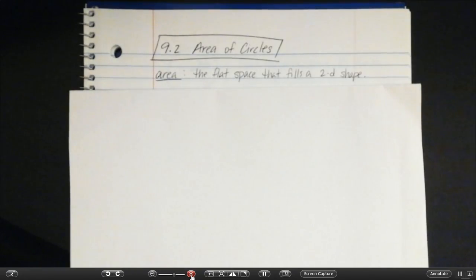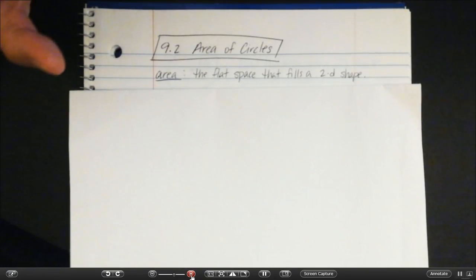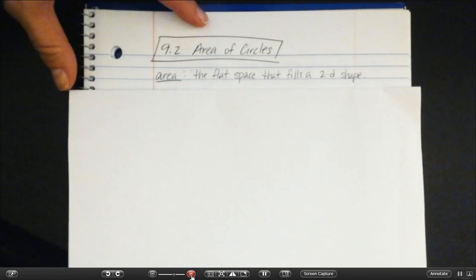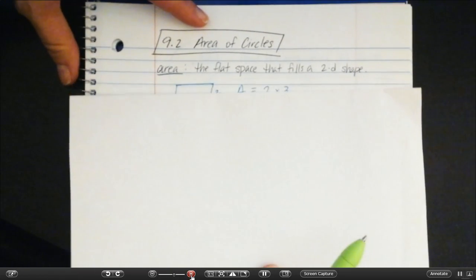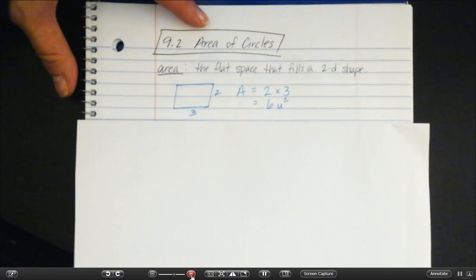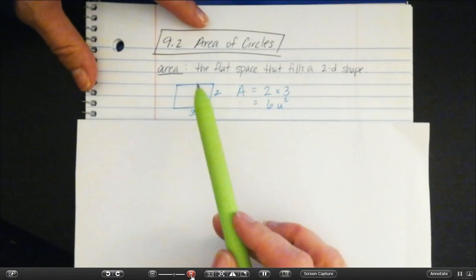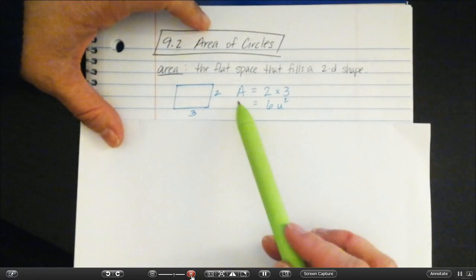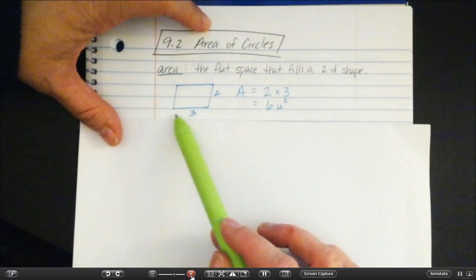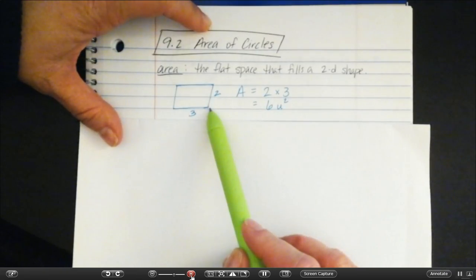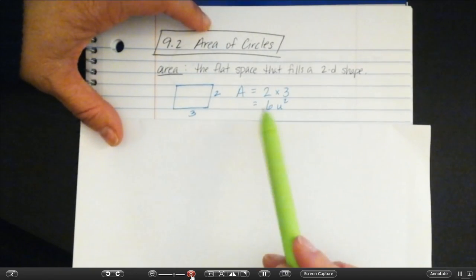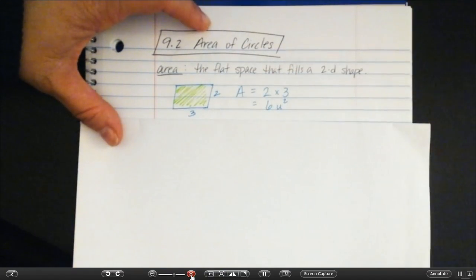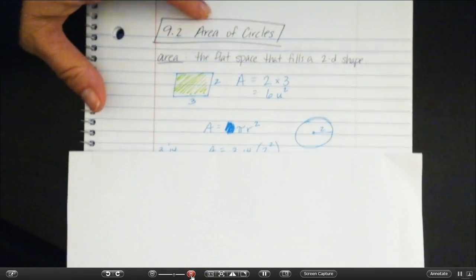Okay, area is the flat space that fills a 2D shape. So 2D meaning two-dimensional, right? Only X and Y, it's flat. So if you look at this, this is a rectangle. This side is 2, this side is 3. So the area is length times width, right? Or the two dimensions multiplied by each other. 2 times 3 is 6. So that means this area in here is 6 square units, okay?